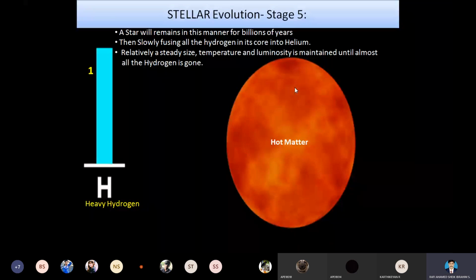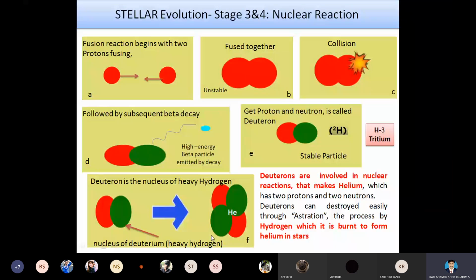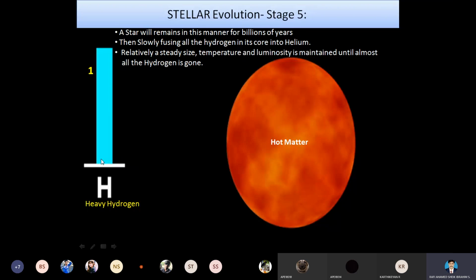Now the main sequence. This stage is called stage number 5. As we know from this structure, on hydrogen, heavy hydrogen is formed. So the hydrogen fuel is very, very large here. When the hydrogen fuel is very, very large, what happens? The star seems to be in a hot state. A star will remain in this state for billions of years, because when the medium has hydrogen fuel, this hydrogen fuel makes the star remain for billions of years.